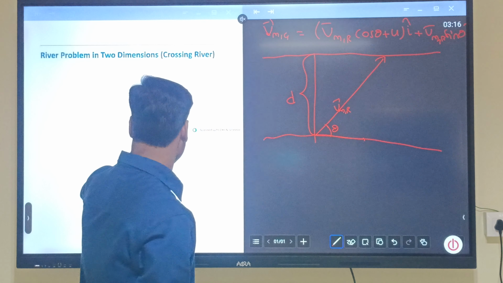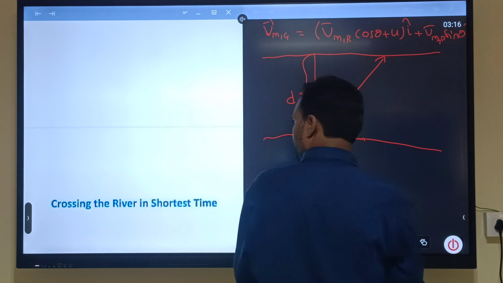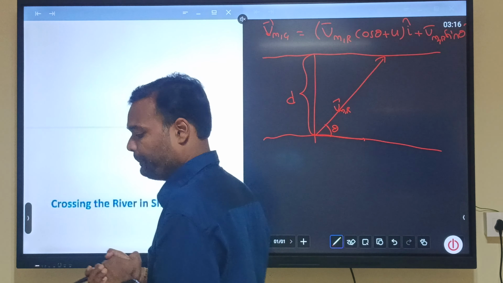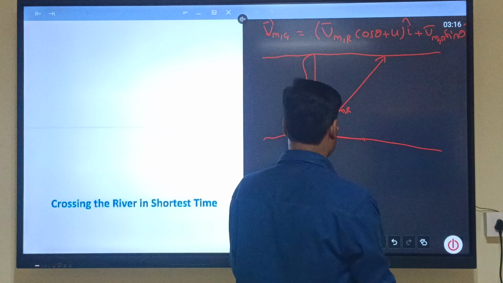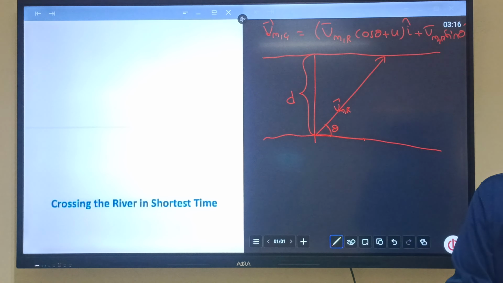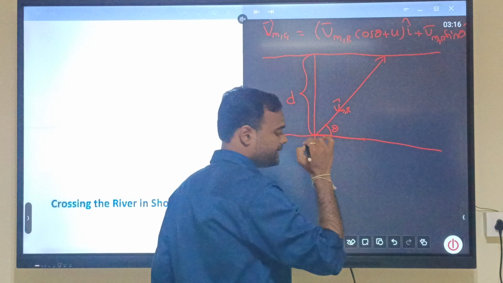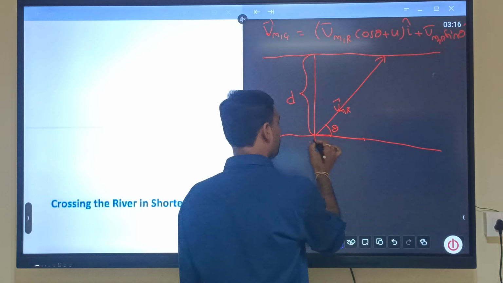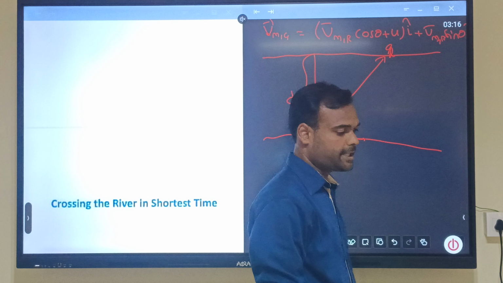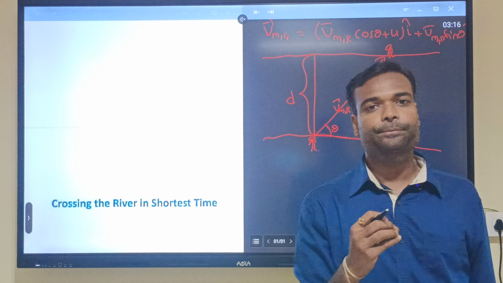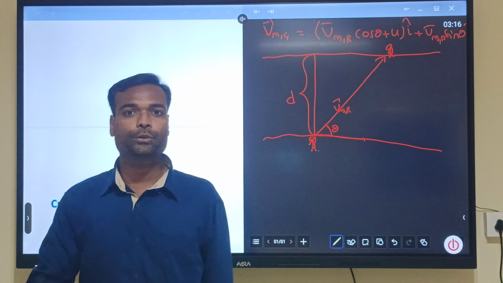Now, next point is crossing the river in shortest time. Before we find time, we need to find how much time is actually taken by the object to move from here to here. Very important point: this is the initial location, this will be the final location, and how much time the candidate takes to travel from here to here, that's what we are going to find.